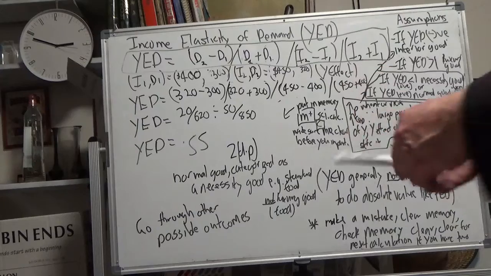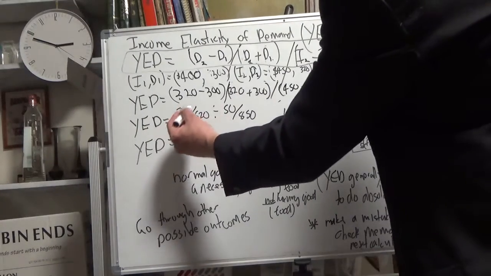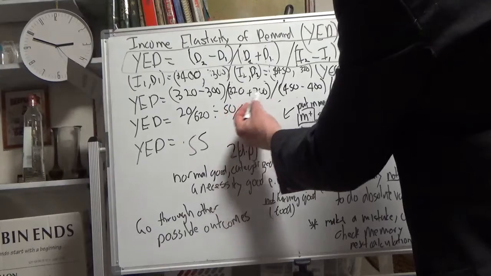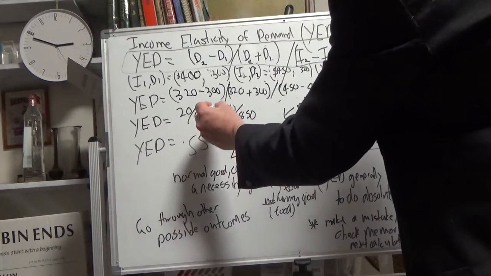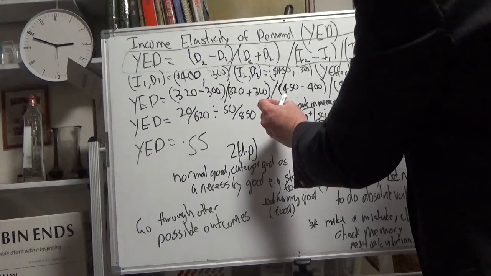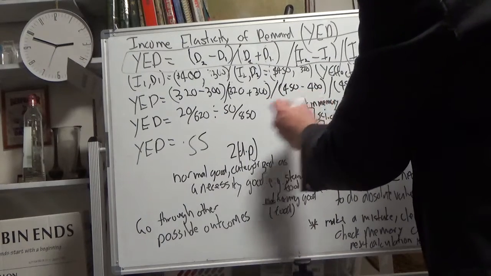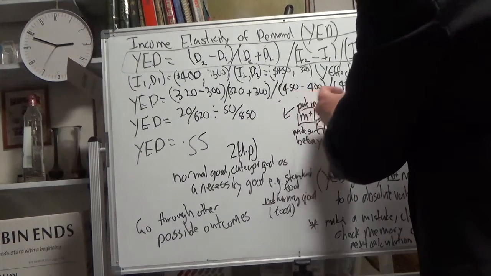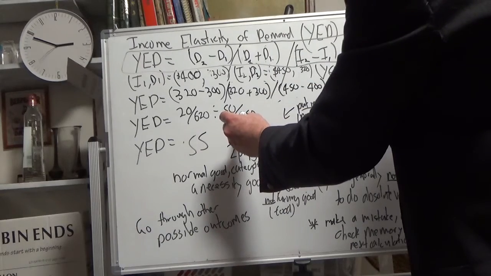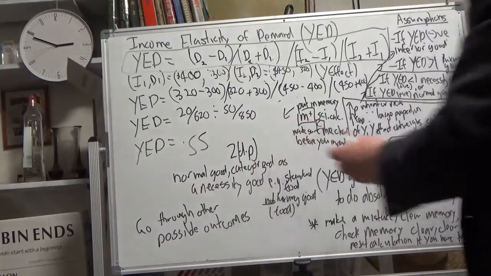Then we get to the next step. So what's 320 minus 300? 20 over 320 plus 300, 620 there, divided by, on the income side, 450 minus 400, 50, divided by 450 plus 400, the denominator 850. So we've reached that step.